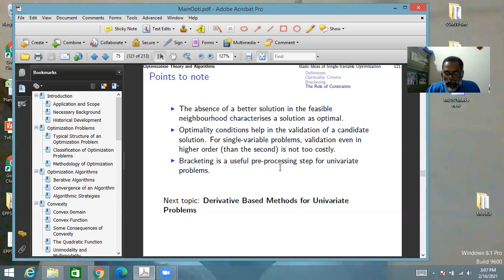In the next lectures, we will discuss methods to solve optimization problems of single variables. And the first one, immediately, we will discuss methods which use the concept of derivatives, derivative-based methods. Not necessarily that they use the derivative itself, but the idea of derivative is used here. So that is what we do in the next lecture.